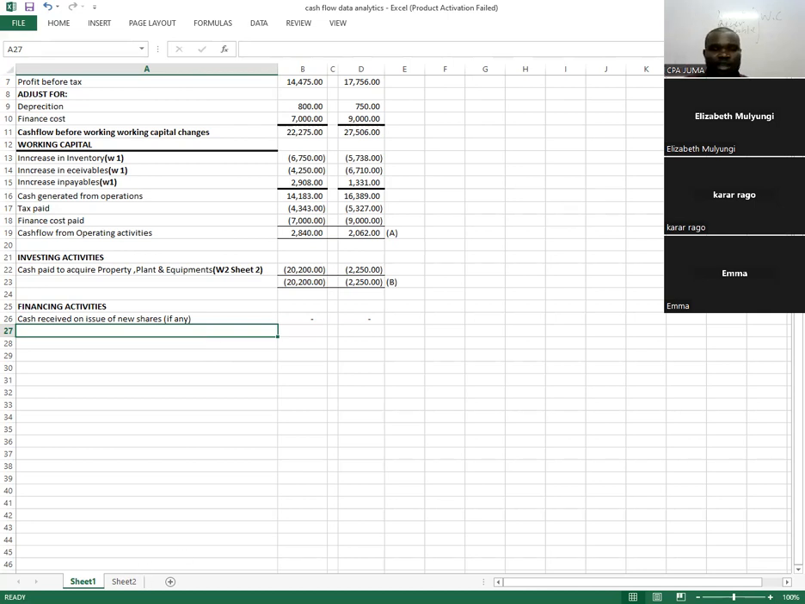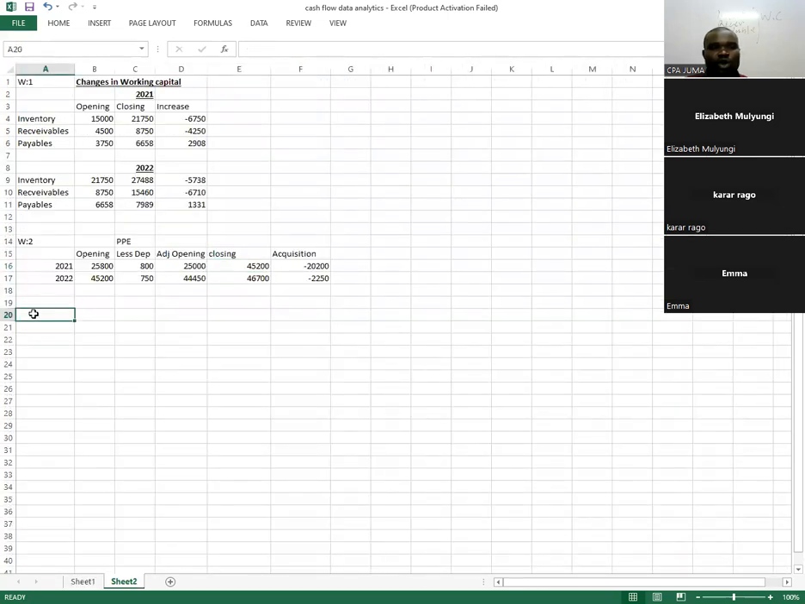Can we do that working in sheet 2? So we call it working 3. So this is working 3. I want to know whether these people paid dividends. So retained earnings. In any cash flow, retained earnings is always utilized to know whether the company paid dividends in 2022.